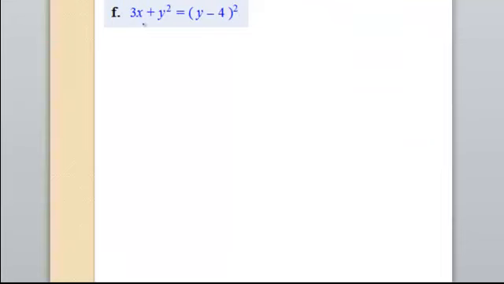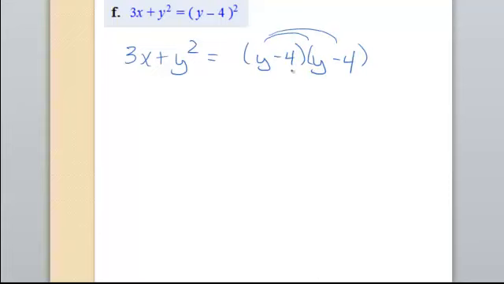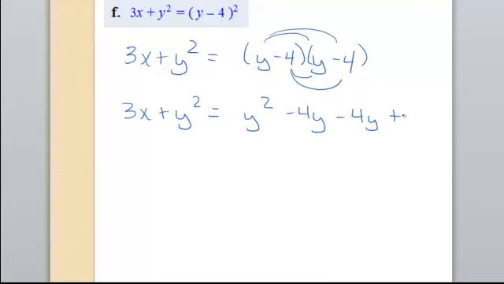Okay, last one like this. We need to multiply this part out right here. So we'll have 3x plus y squared equals, well, on the right, that is y minus 4 times y minus 4. So let's multiply all of this out. We'll have 3x plus y squared equals y squared minus 4y minus 4y plus 16.